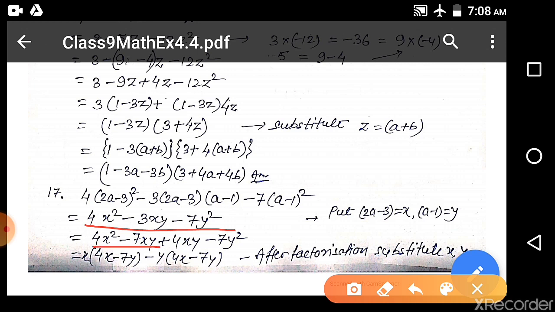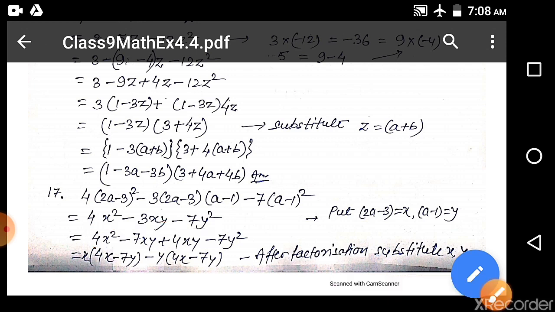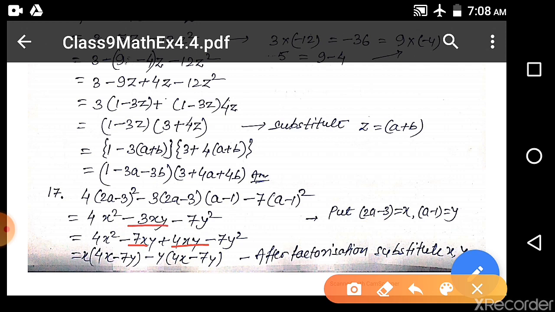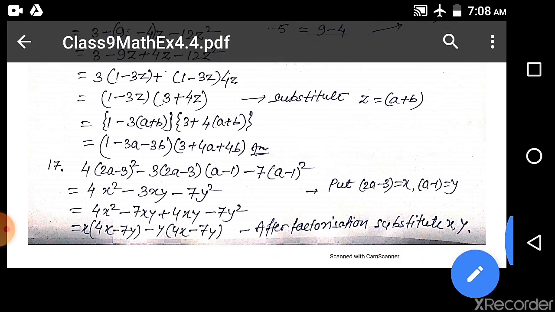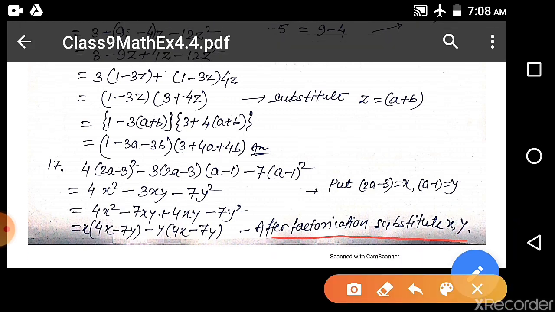First term is 4, last term is 7. So 4 into 7 is minus 28, because minus is there. So we will subtract two terms to get this 3xy. So we will subtract 7 minus 4 to get 3xy, and the product is also minus 28. Then after we can take out common, and after that we will substitute the values for x and y, and we will get the answer.